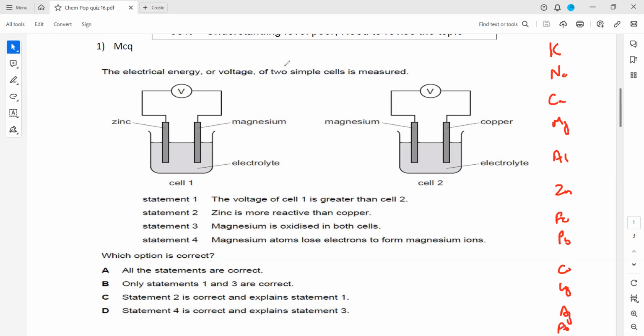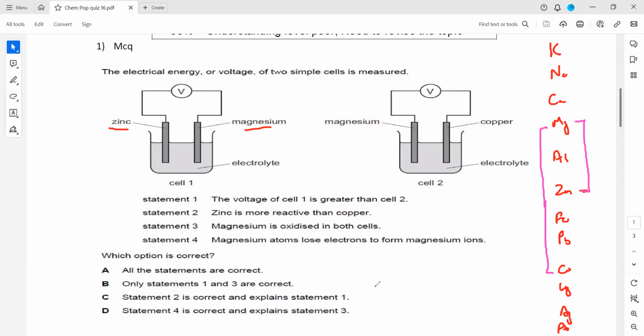The first cell we are using zinc and magnesium, that's the first cell. And the second one we are using magnesium and copper. So the magnesium and copper cell, cell 2, will produce more voltage because we are using two metals that have a greater difference in their reactivity. Magnesium and zinc have a smaller difference in reactivity as compared to magnesium and copper. So cell 2 will produce higher voltage than cell 1.